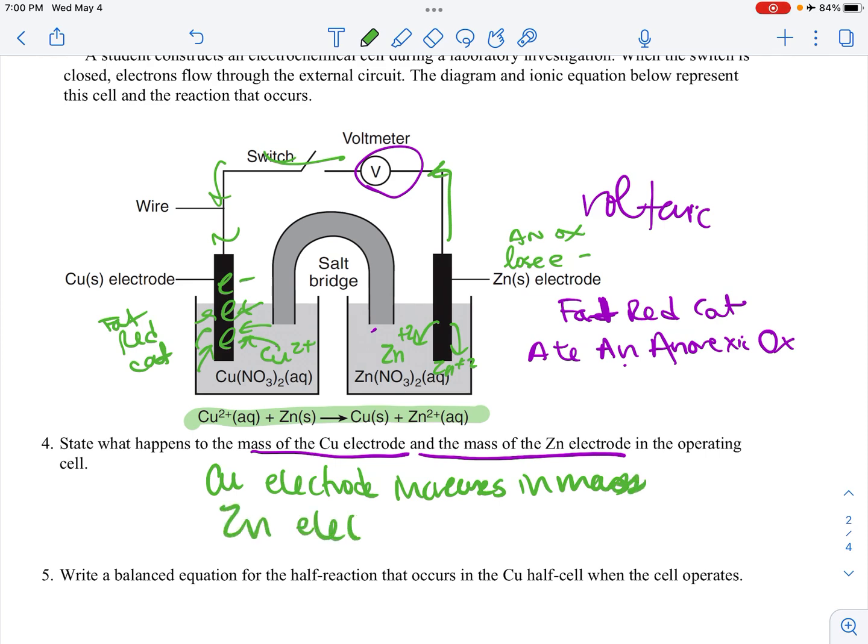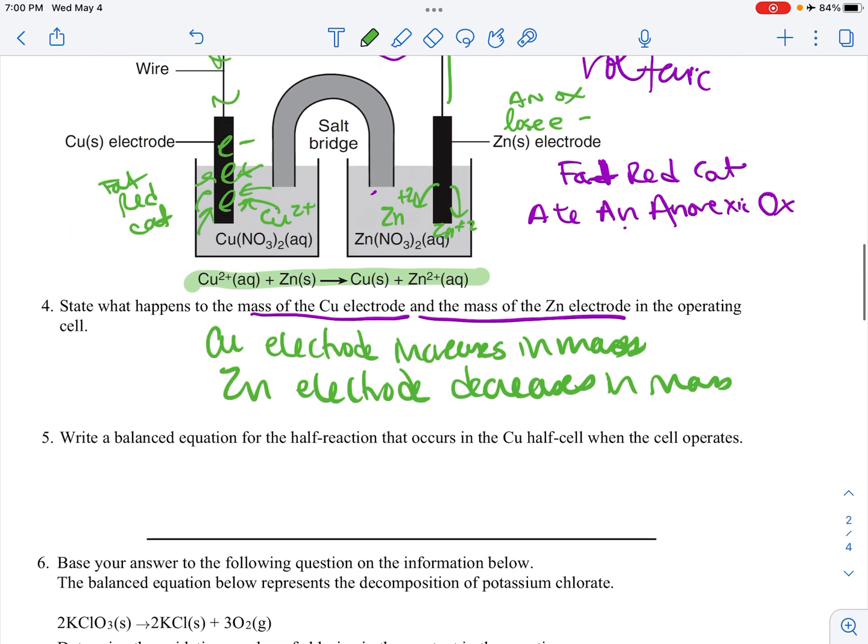Zn electrode decreases in mass. Notice it doesn't ask you who's the anode, who's the cathode. It didn't tell you any of that. It just says what's happening. So I guess you could guess, but let's not do that.